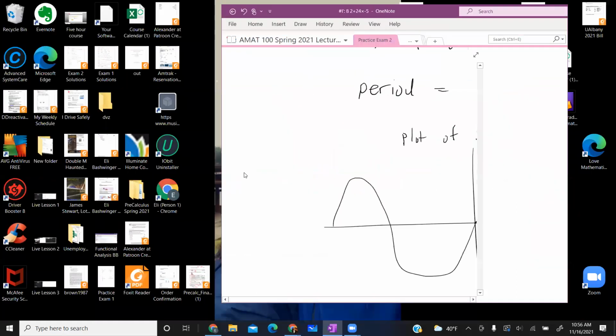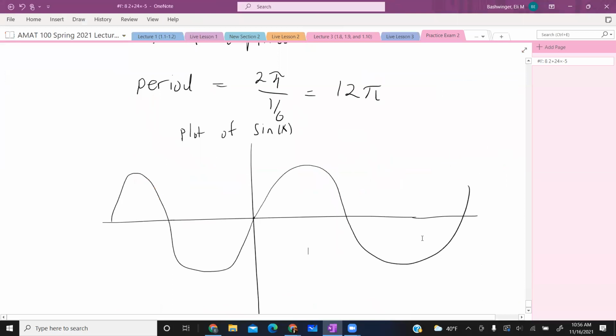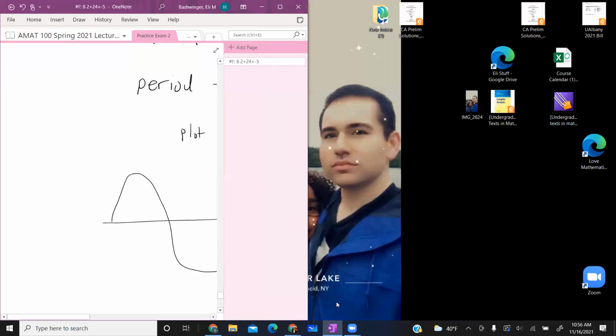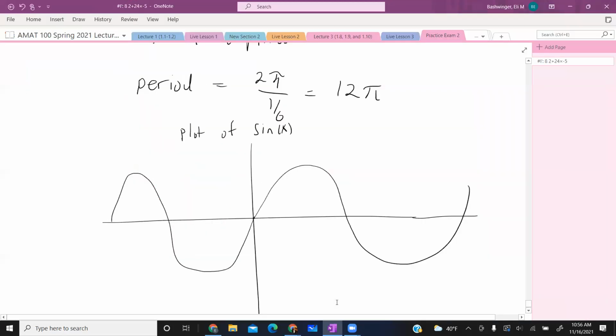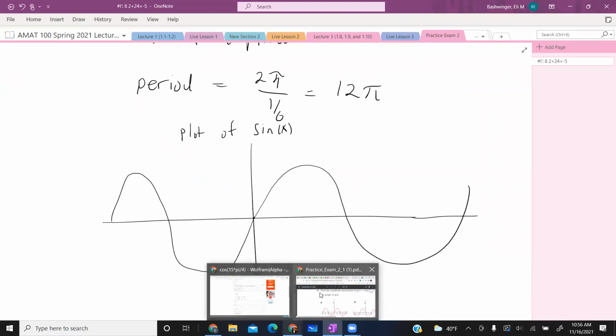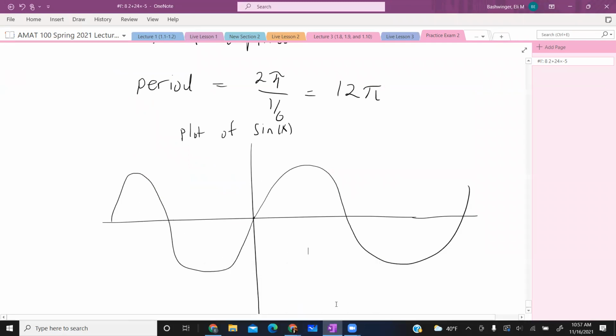So the answer, whoops, oh my God, sorry, the computer's acting a fool.